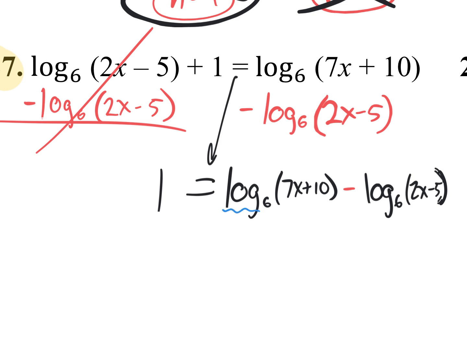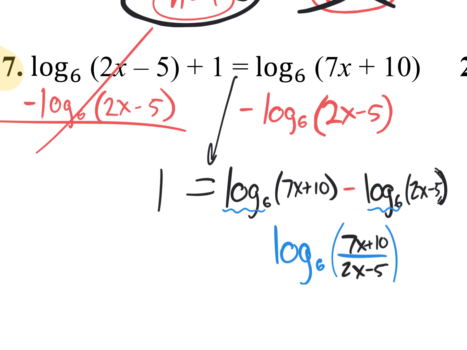So the log base 6 and the log base 6, you're going to condense it to a single log base 6, and you're going to have a fraction, and the top number is the first term, which is a binomial 7x plus 10, and the bottom number is the second term, which in this case is a binomial 2x minus 5. So what we really have is 1 equals that. Now you want to solve for x, but the problem is x is inside log base 6. You don't want log base 6, so how do you get rid of log base 6? Make it a power of base 6.